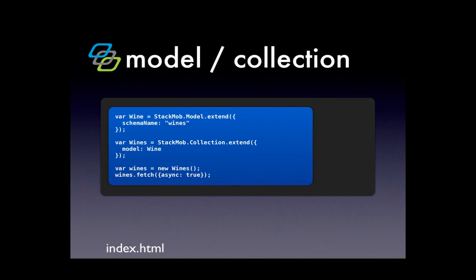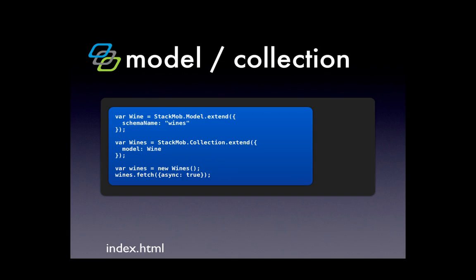And then let's take a look at our models and collections. What did I have to change in order to get them to work with StackMob? So what I did was I changed the Backbone.Model.extend to StackMob.Model.extend, and then I added one additional attribute, and that is the schema name, and I set it to wines. I could have set it to anything I wanted, but I wanted to call my schema wines. And then I created a new collection with StackMob.Collection.extend, and that is my new wines collection.